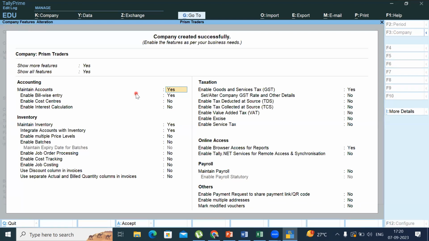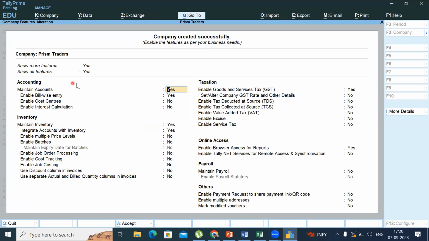That is called the company features screen. See here, the title says company created successfully. Enable the features as per your business needs. So these are all our business requirements. Some features are accounting, some inventory at trading or manufacturing level, some tax-related like TDS and GST, some payroll, and some other technical concepts. At present, how many options are enabled and how many are disabled? Enable means yes, disable means no.